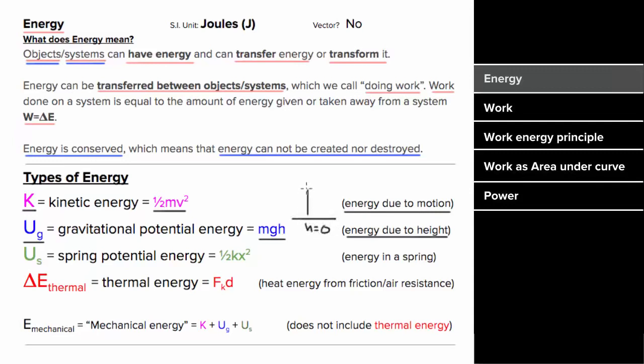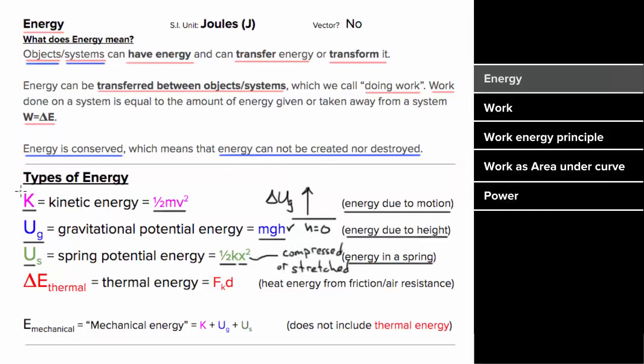Is that cheating? No, because all that really matters is the change in gravitational potential energy, not the actual value itself. There's also spring potential energy, which has to do with a compressed or stretched spring. And the formula is 1/2 times the spring constant times x squared, where x is not the length of the spring. x is the amount the spring has been compressed or stretched.